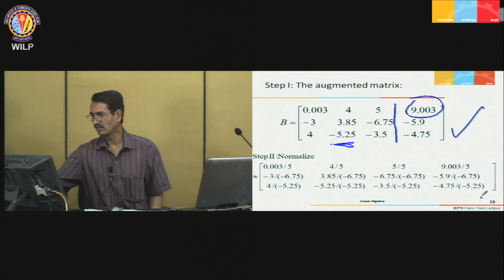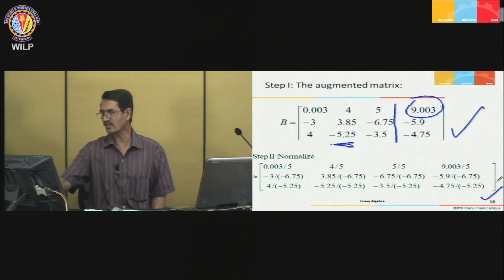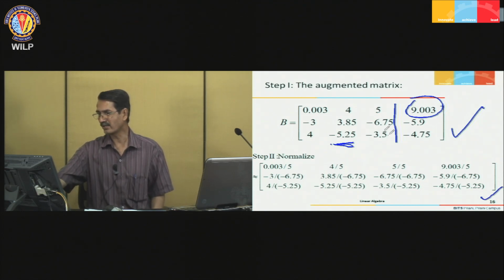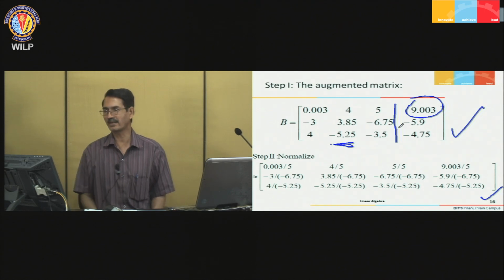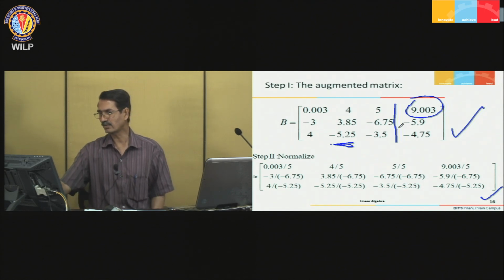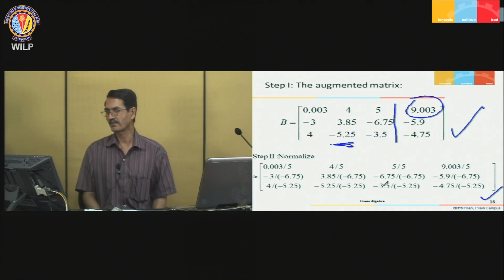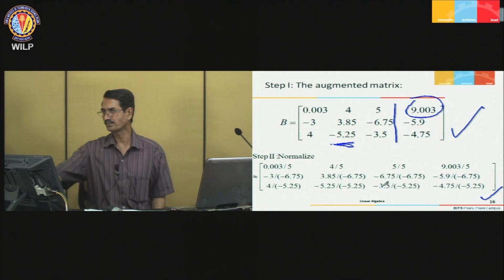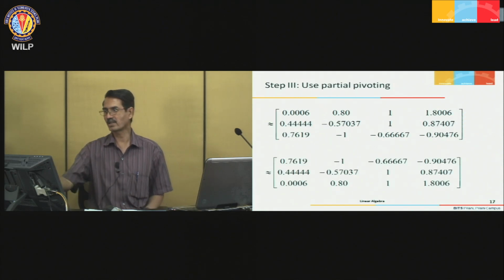So, look at here, now we have divided the first row throughout by 5, the second row throughout by minus 6.75, and the third row we have divided throughout by minus 5.25. Okay. So, let us see what the resulting matrix is. The resulting matrix is coming here after dividing. Now, it is in normalized form.